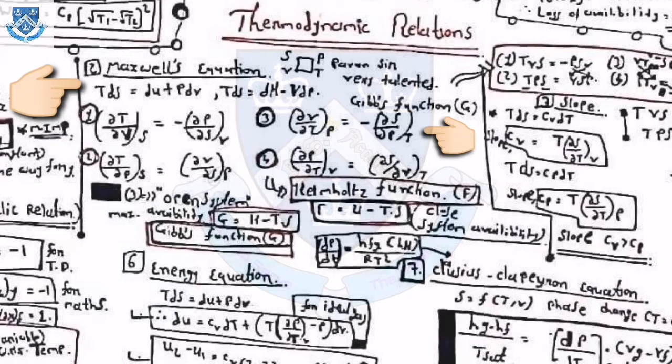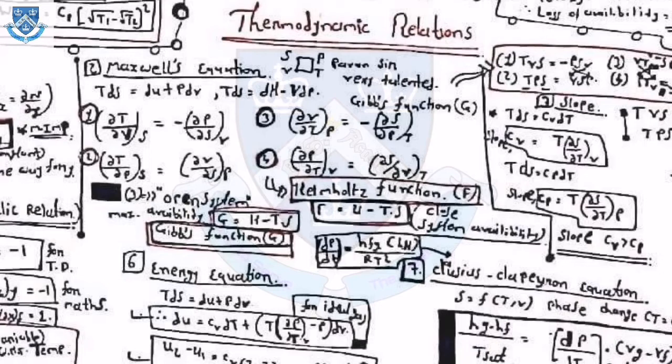Then the fourth one is the Helmholtz function, F is equal to U minus Ts. The equation for that is del P by del T at V is equal to del S by del V at T. Now Gibbs function is G is equal to H minus T into S, and for the Helmholtz function F is equal to U minus T into S. Gibbs function is basically useful for maximum availability for open system, and Helmholtz function is used for closed system availability.